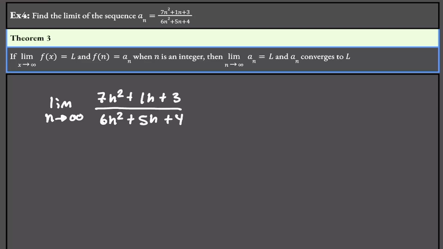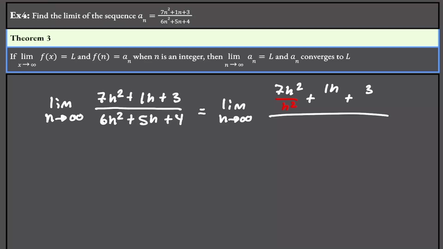So we have general guidelines to finding limits at infinity of rational functions. And so remember that one of them is to divide each term in the numerator and the denominator by the highest power of x in the denominator. So in this case, we have that the highest power here in the denominator is n squared. So what we're going to do is write the limit as n approaches infinity. We're going to take all the values that we have on here, so 7n squared plus 1n plus 3 divided by, and we're going to divide everything by n squared.